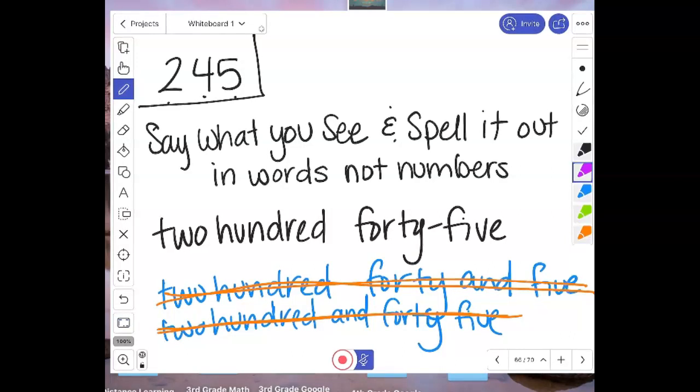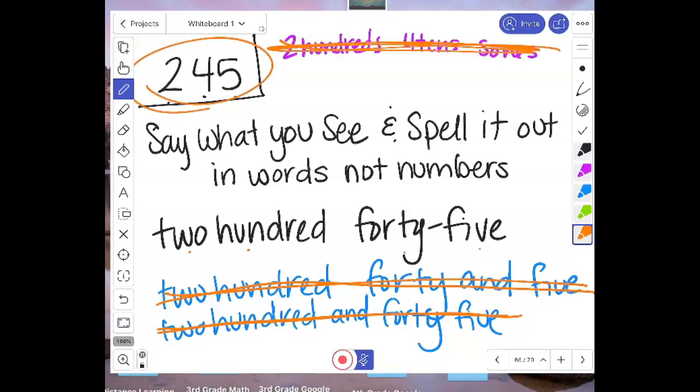Another misconception is that kids might write 2 hundreds, 4 tens, 5 ones. Whoopsie. 5 ones. But that's not word form. We learned in our last lesson that that is unit form. So you can't mix up your forms. Word form is exactly what it says. Write it out in words. So that is also incorrect. The correct way to write this number is 245 because when I read the number, that's what I say, so that's what I spell.